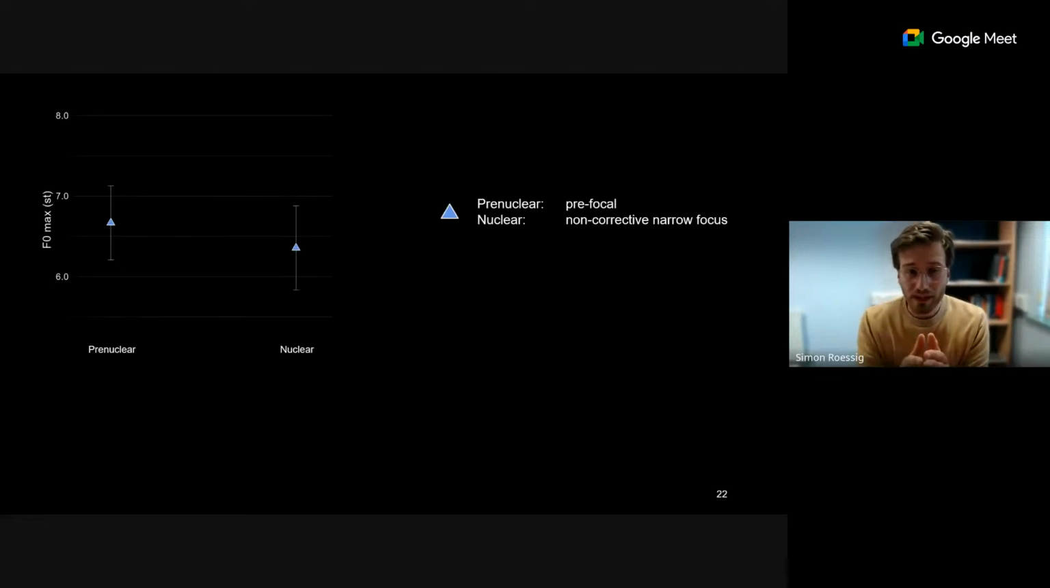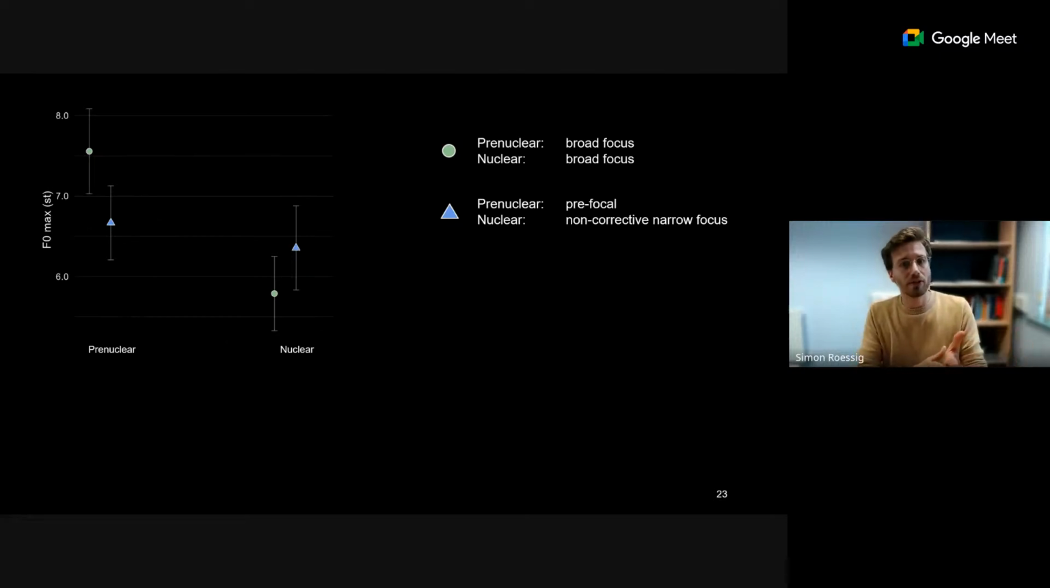Again, we start with the non-corrective narrow focus case, plotted here as blue triangles. The dot itself shows the estimated mean from the regression model, and the whiskers represent the 90% credible interval. Now we add the broad focus sentence, and it's shown here in green circles. We see what we already saw in the average contrast. We have a higher F0 maximum when the prenuclear word is part of the broad focus. And we have the mirror image in the nuclear domain with a higher F0 max for the non-corrective narrow focus.